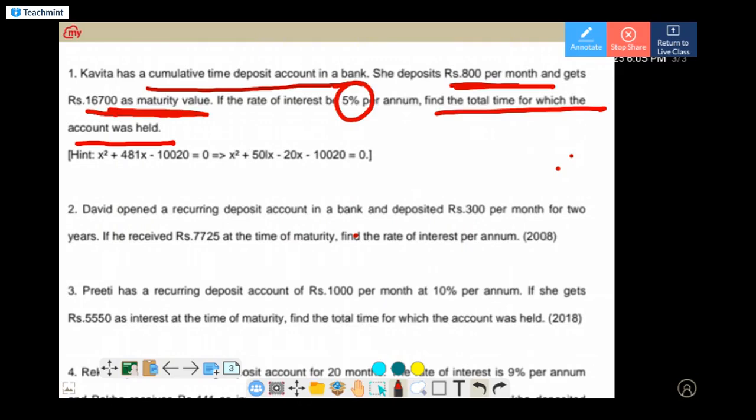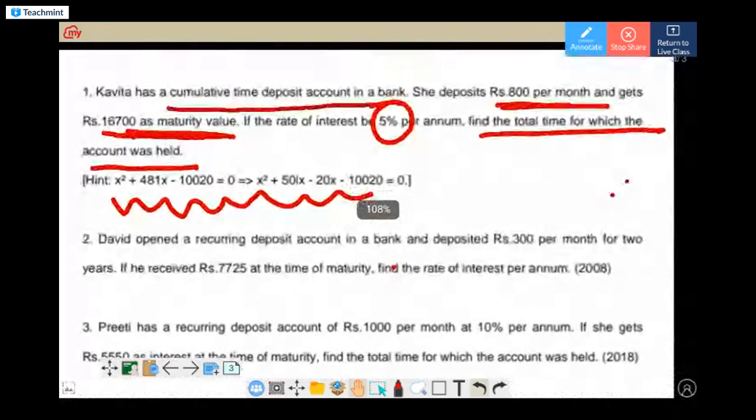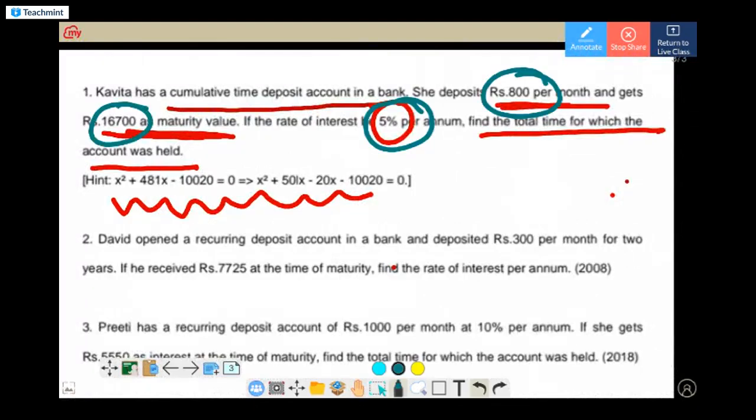Now you see there is some hint given. Now in exams they will not give you hint. Okay, so don't have the dependency of any hint given in the exam. So here what is missing is the time factor. Time is not known, for how long has she been paying this money, but we do have some other information like we know how much money she was paying every month, what is the rate of interest, and for how long she was paying we don't know. But at the end, the amount she got is 16,700.